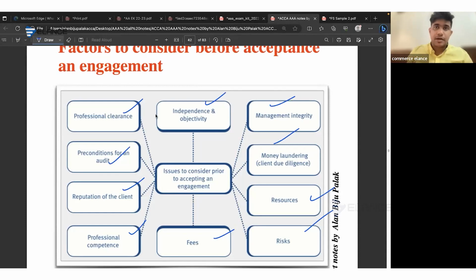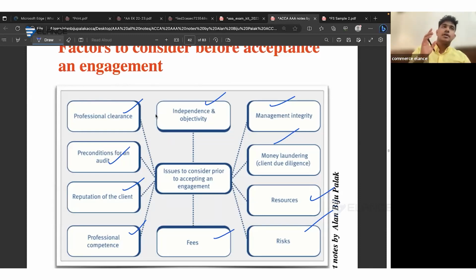Say, for example, there are questions like Dragon, where the examiner has clearly asked us to consider the matters before accepting an audit engagement. So when you get a question on matters to be considered before accepting an audit engagement, you should not just merely refer to each of these matters. Instead, you have to read the scenario properly and check whether any of these factors is mentioned in the scenario. Only then you should talk about these factors.